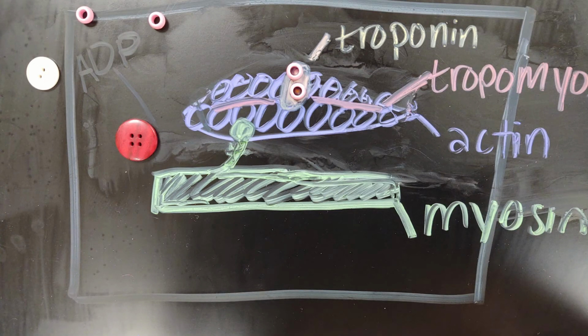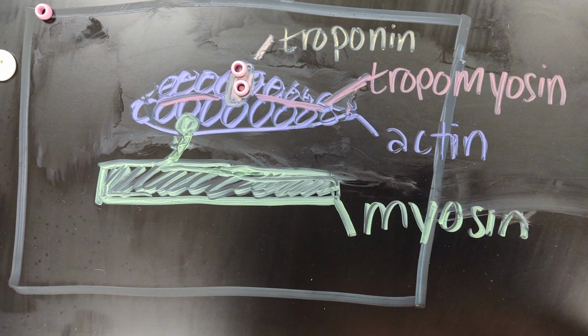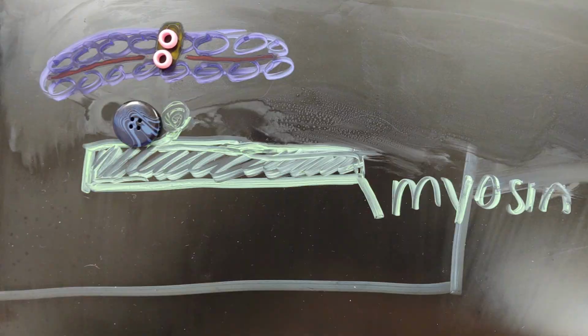Finally, the binding of the myosin head to the actin triggers the power stroke. During it, the myosin head swivels and releases ADP. The myosin head pulls along actin and moves the thin filaments towards the center of the sarcomere, the basic unit of muscle fiber containing actin and myosin, causing muscle contraction.